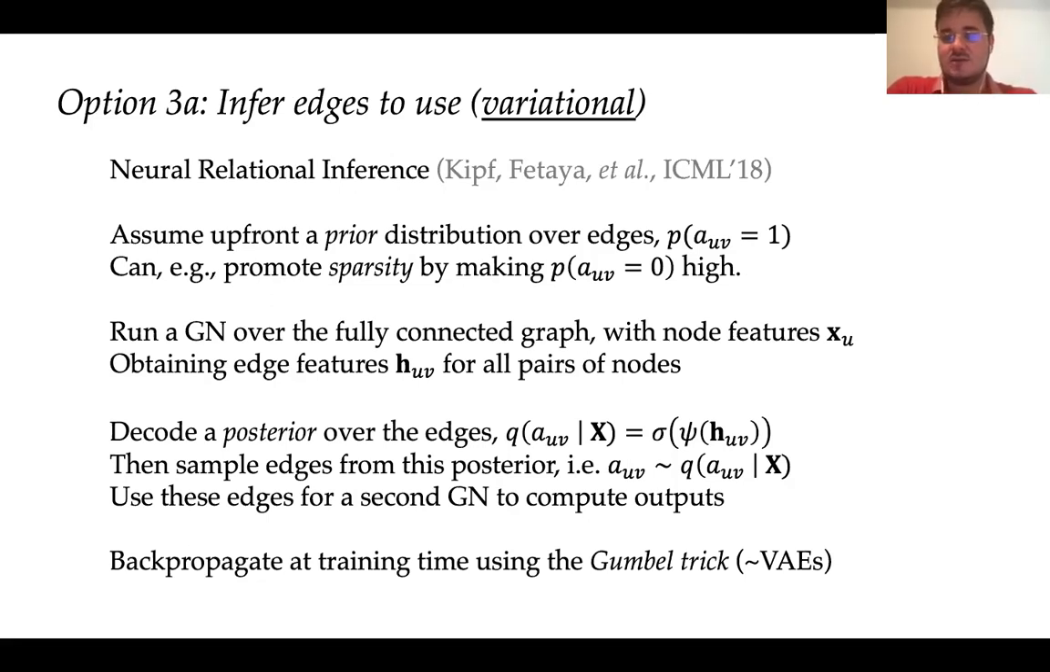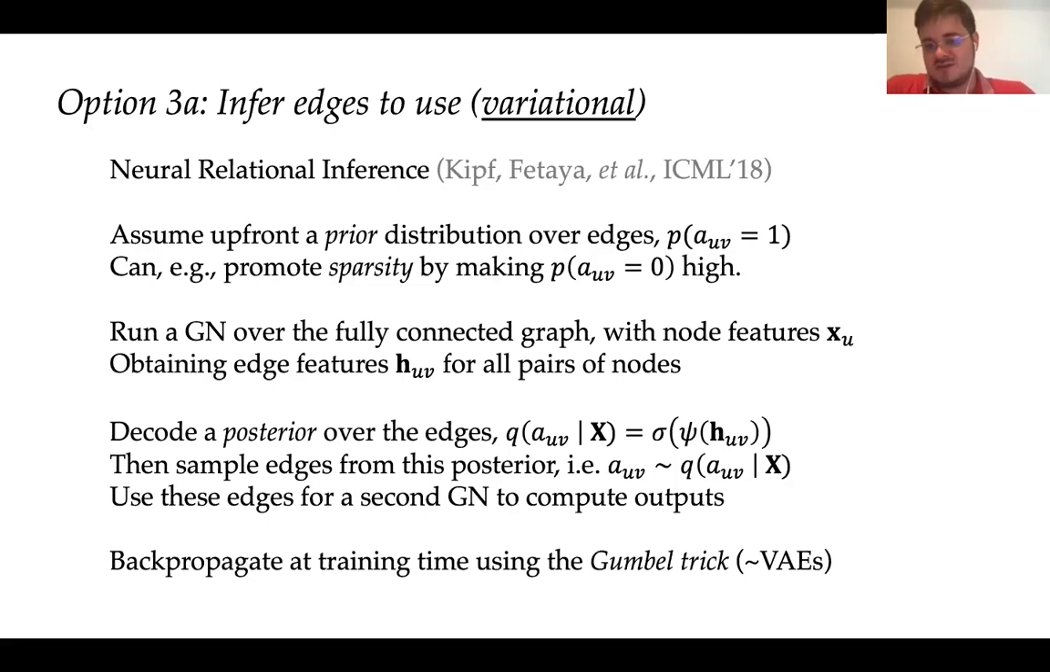In this particular case, the NRI model uses these HUV vectors, the edge features, to decode a posterior probability distribution. So having observed the X's, I can update my probabilities of different edges existing by just running some neural network followed by a sigmoid or a softmax over these edge features. So basically, this updates my probability that a particular edge exists based on the features of that particular pair of nodes as derived by a fully connected graph network.